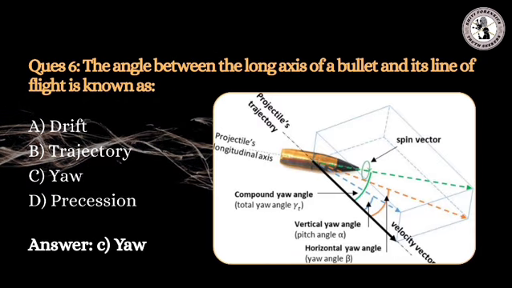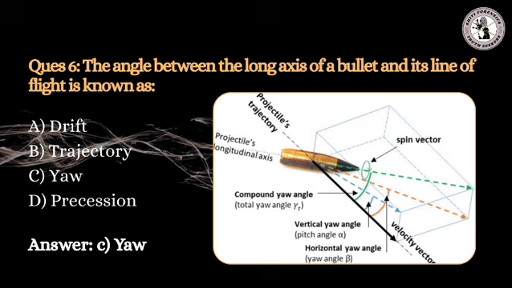In flight, a bullet doesn't always stay perfectly straight. The angle between its long axis and its path is called yaw. High yaw can lead to larger irregular entry wounds.